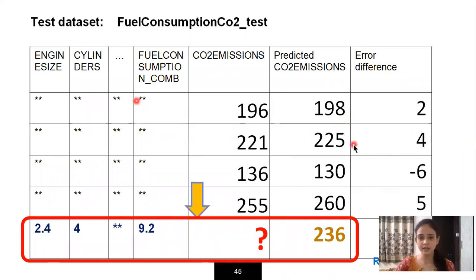Suppose this is the data set of a car manufacturing company. They have already manufactured so many cars. So this is the data: what the engine size is, what the cylinders are, and what the CO2 emissions are. Based on that data, we have trained our model and we have predicted this value.